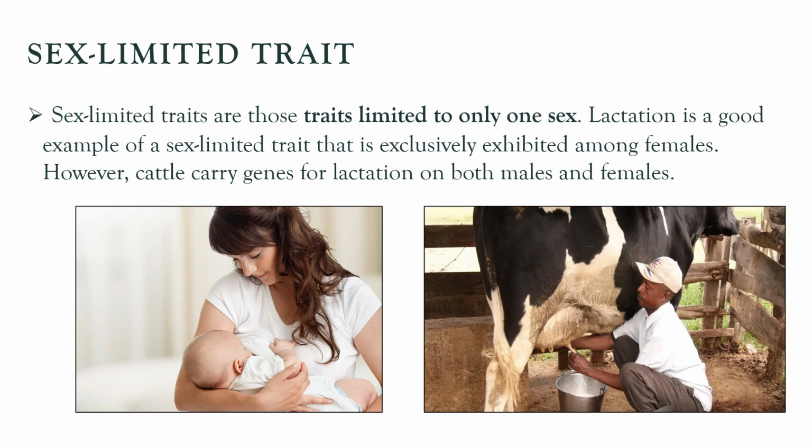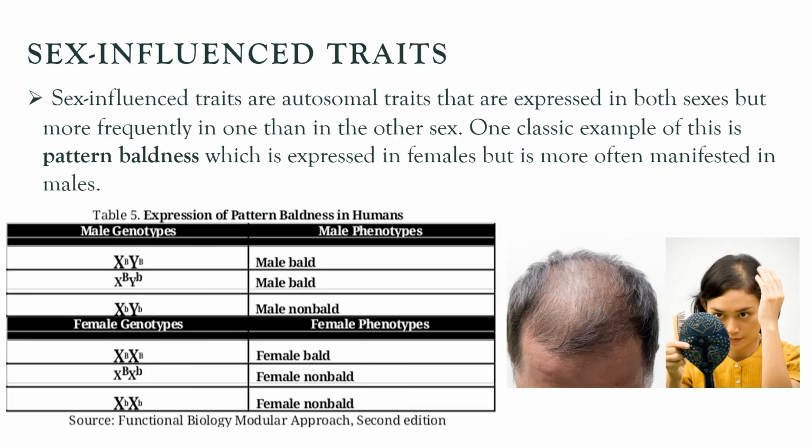There is another trait aside from the sex-linked genes. We also have the sex-limited trait. Sex-limited traits are those traits limited to only one sex. Lactation is a good example of a sex-limited trait that is exclusively exhibited among females. However, cattle carry genes for lactation in both males and females. Although the males have these genes, males still cannot produce milk. So again, these are traits limited to only one sex, for example lactation or milk production.